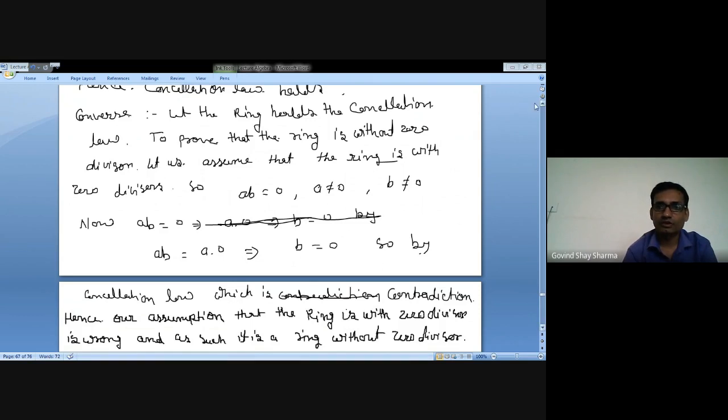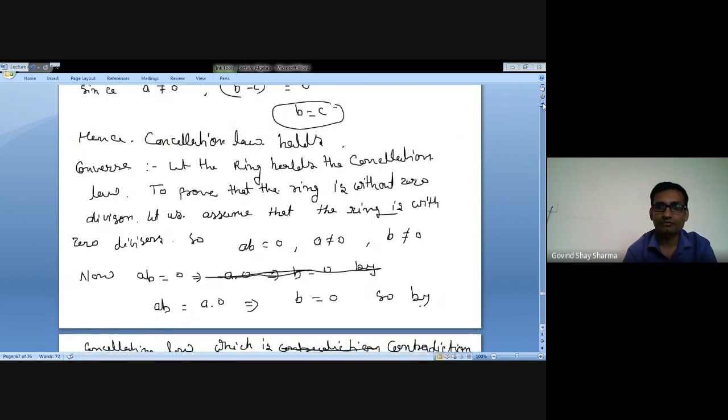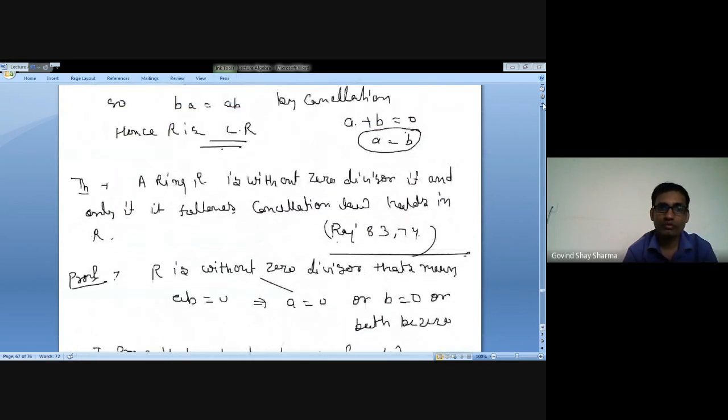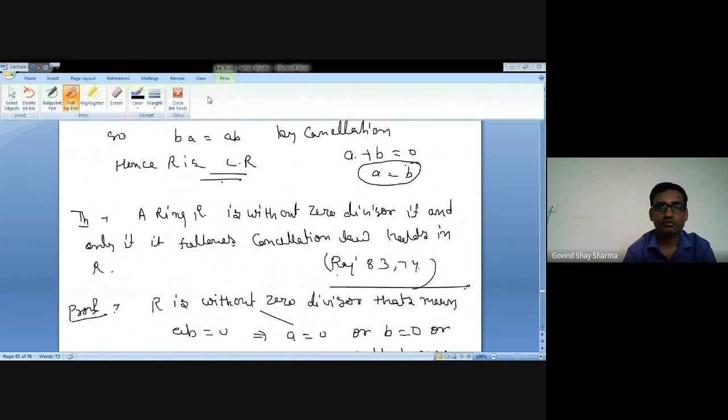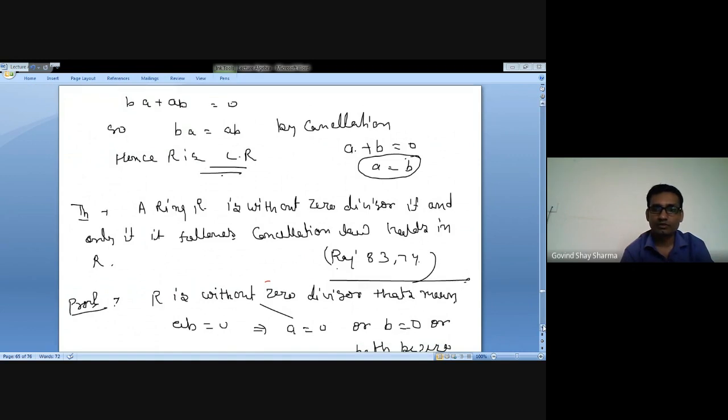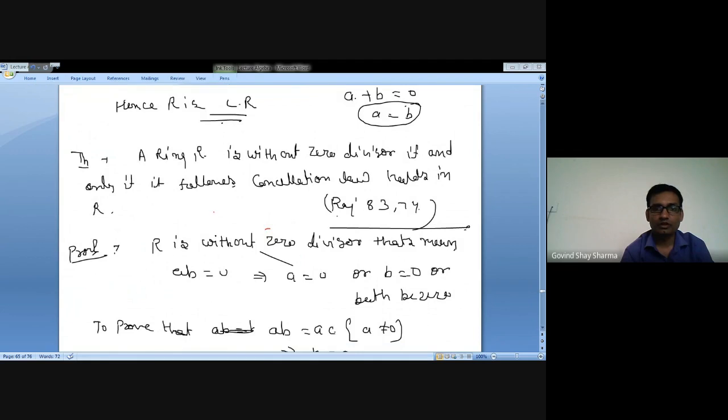Okay students, let's explain again. This is a very important theorem. Let a ring be without zero divisor. Given a ring is without zero divisor if and only if it follows the cancellation law. Cancellation law means AB is equal to AC, then B is equal to C. Okay, we cancel the A.